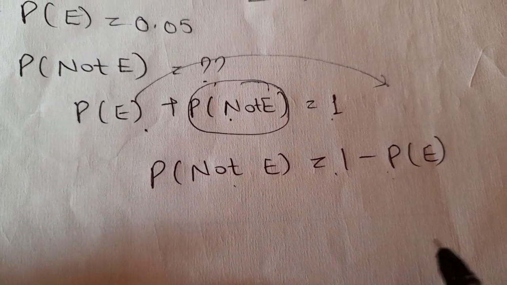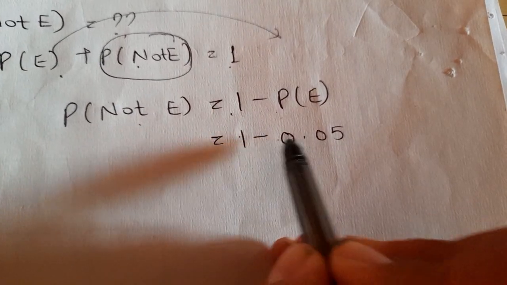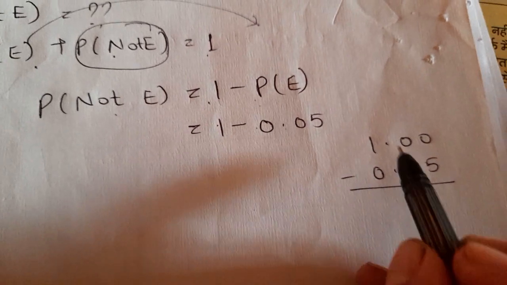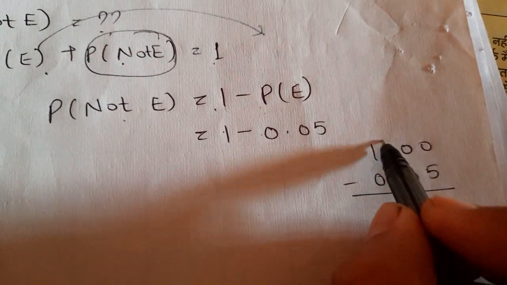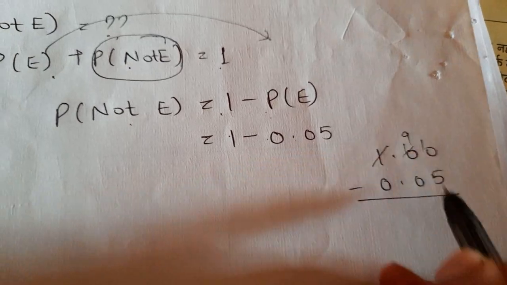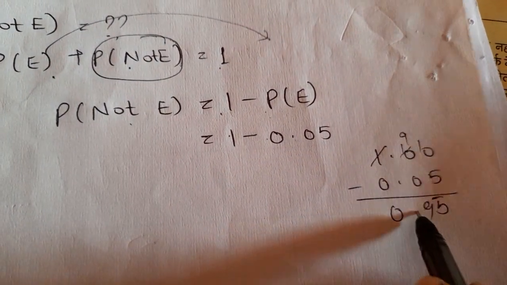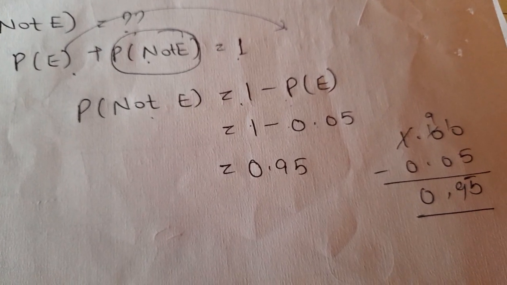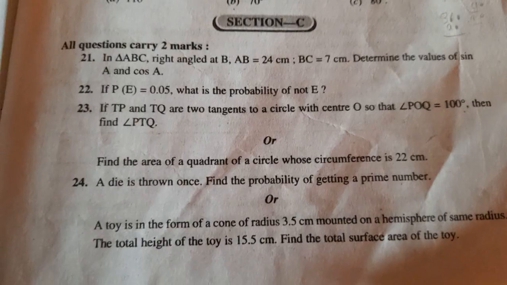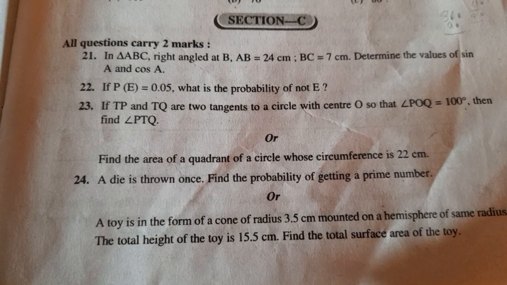After putting the values, we get 1 minus 0.05. So 1 minus 0.05 we get here, after taking the LCM, 0.95. So the probability of not E is 0.95. Next is question number 23.